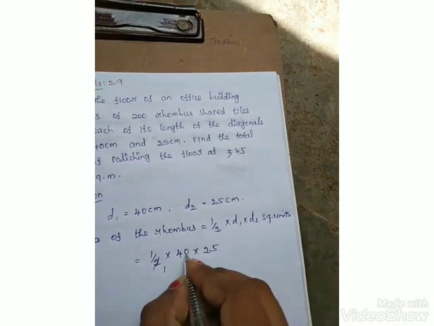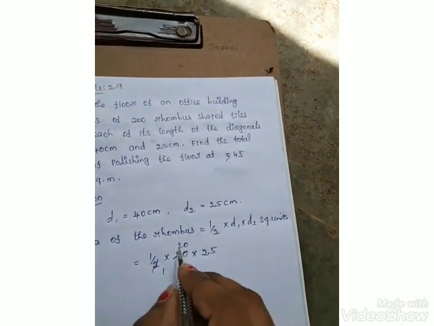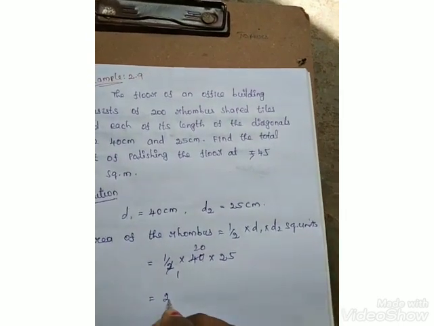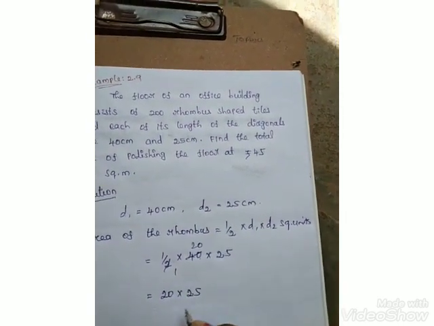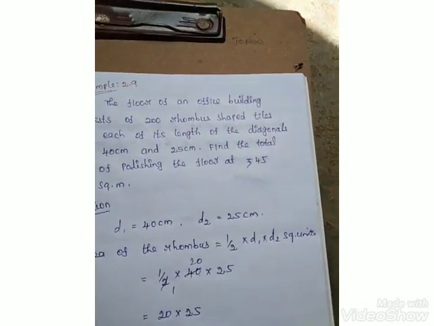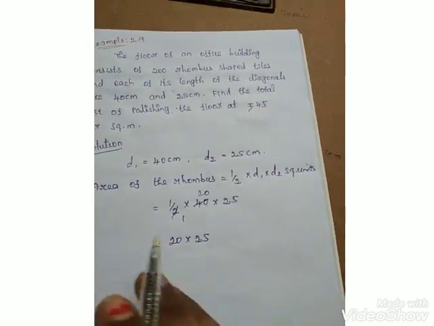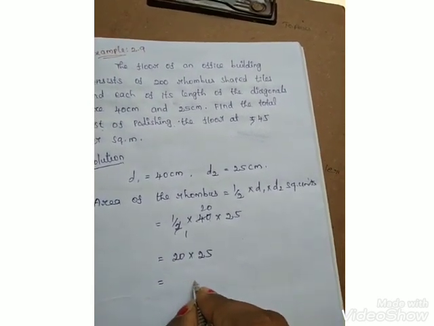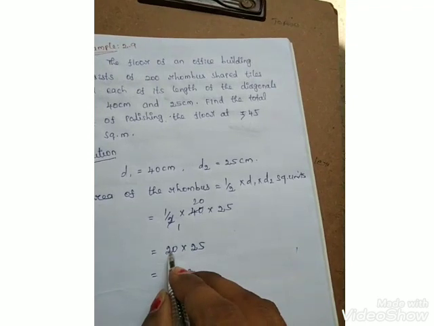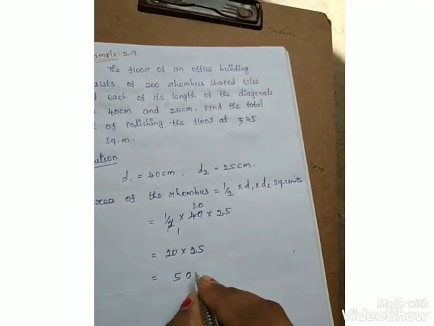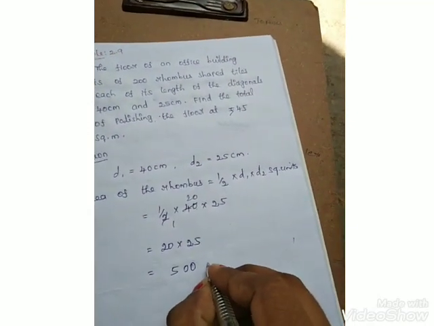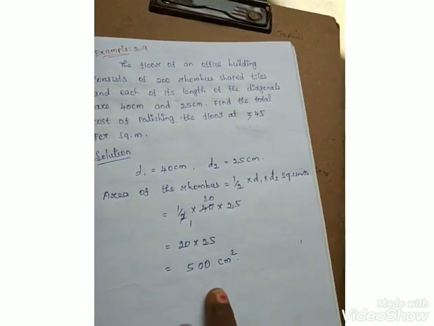So cancel that. 1 2s are 2, 20 2s are 40. So 20 into 25. Take multiplication. 2 5s are 10, 0, balance 1, 2 2s are 4, 4 plus 1, 5, this 0. So 500 centimeter into centimeter square. So area of the rhombus is 500 centimeter square.